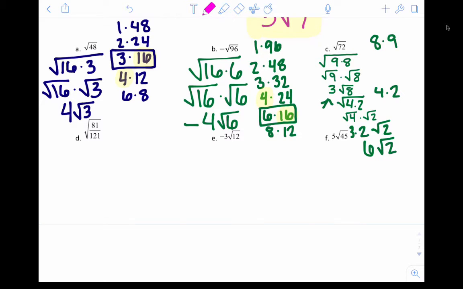Now let's go ahead and move on to D. So this one has some division, but we can break it up to make it seem a little less scary. So this is really just saying the square root of 81 divided by the square root of 121. Well, I know the square root of 81 is 9, and I know the square root of 121 is 11. So I'm going to write this as 9 divided by 11, and that's simplified. I can't simplify the fraction itself. I have no more radicals to worry about, so I'm done with this problem.